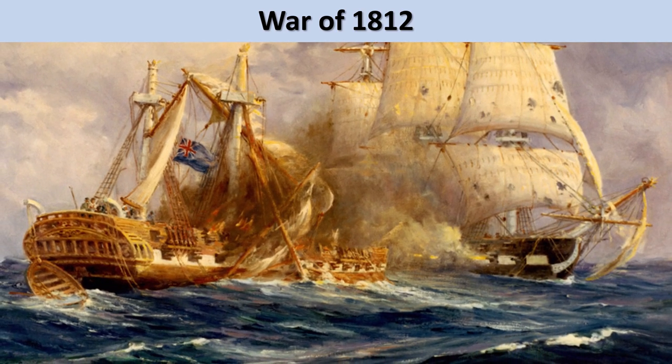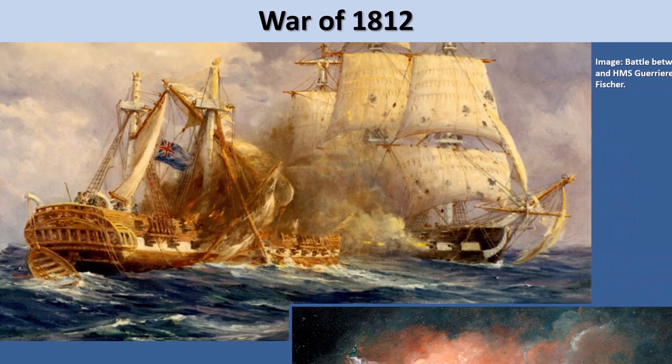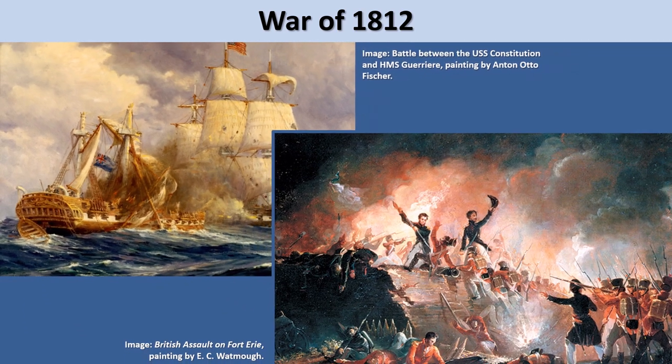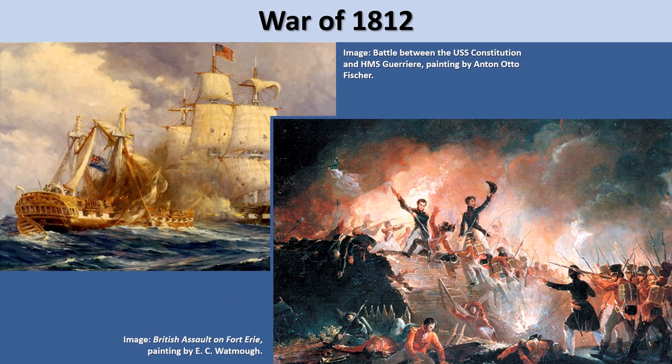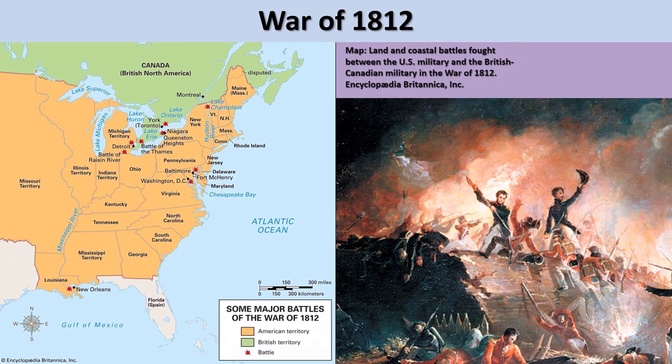Much of the fighting took place on the water, as the American and the British navies battled each other using gunships. Combat in the War of 1812 also happened on land, in the United States and in Canada. At the time, Canada was still a part of the British Empire.